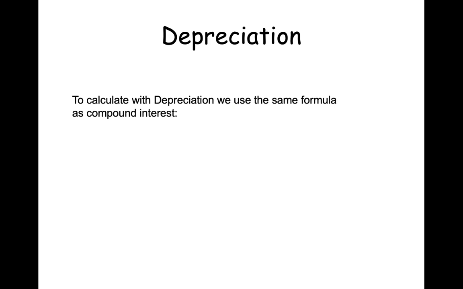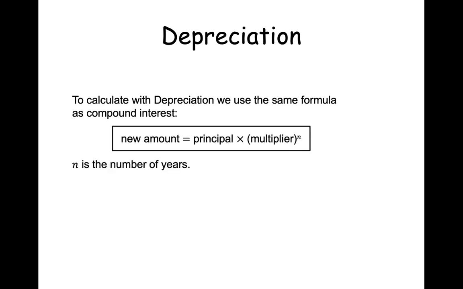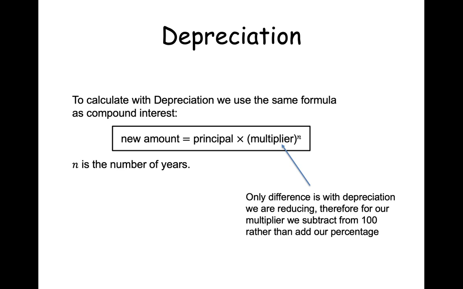So depreciation. Depreciation is basically the opposite of compound interest. Compound interest usually refers to an increase of something, and depreciation is obviously a decrease. To calculate depreciation, we use the same formula as compound interest. There's only one small difference, and that is your multiplier. Now we all know that when we're increasing by a percentage, we add to 100. Therefore, when we're depreciating, we are reducing, so we're going to subtract from 100 rather than add.